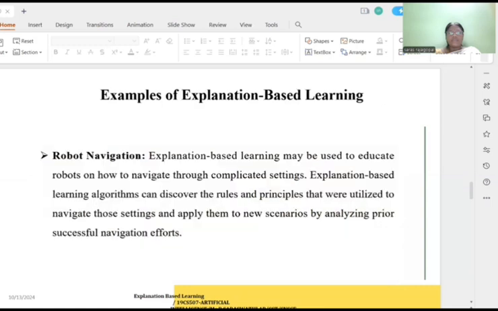And the next one is robot navigation. This is an example of EBL. It may be used to educate robots on how to navigate through complicated settings. An explanation-based learning algorithm can discover the rules and principles that were utilized to navigate those settings and apply them to new scenarios by analyzing prior successful navigation efforts.